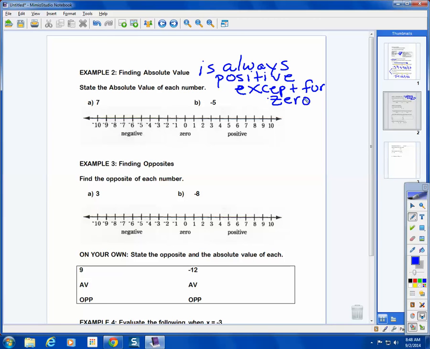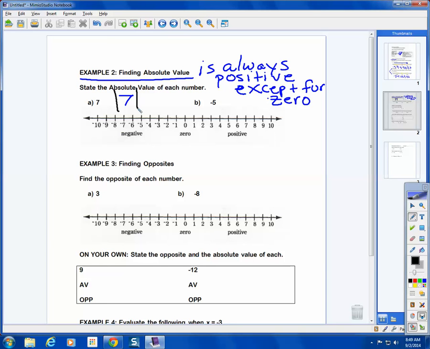Again, finding absolute value. We're not so concerned about the number. We're concerned about how far away from 0 that number is. So in example A, they want the absolute value of 7. You're going to see the absolute value of 7 written with the 7 in bars like that. Have you seen that before? It simply means the absolute value of 7. In other words, how far away from 0 is 7.